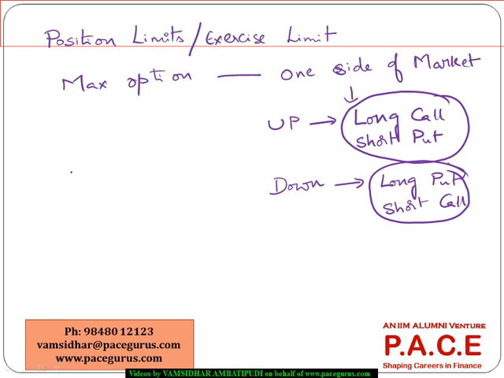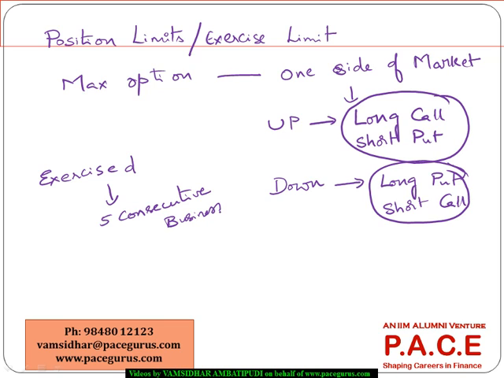But when it comes to the exercise limit, we are talking about the number of contracts that can be exercised by one single individual in generally 5 consecutive business days. Number of contracts that can be exercised by one single individual or a group of individuals who are working together on 5 consecutive business days.